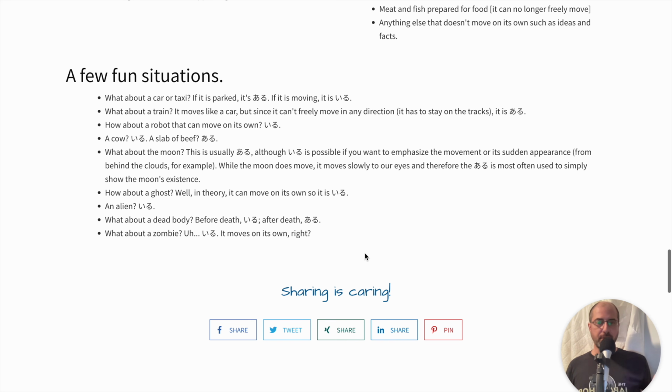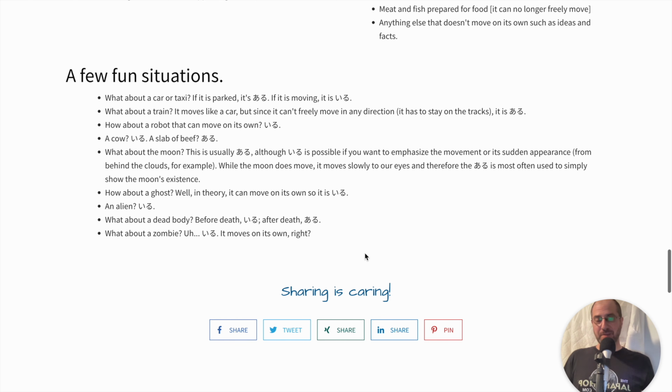And what about a ghost? Well, in theory, it can move on its own, so it is iru. An alien, same thing. What about a dead body? Well, before death, it will be iru, but after death, it's aru. And lastly, the best one, what about a zombie? A zombie's dead, right? It's going to be iru because it moves on its own.